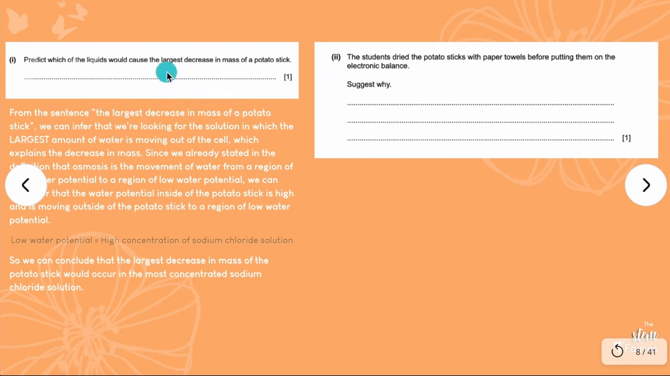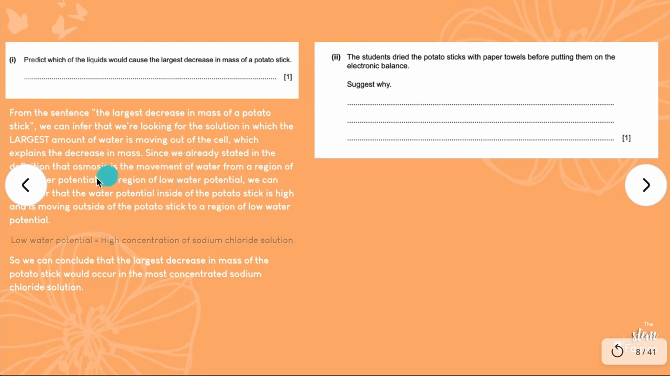So from the sentence, the largest decrease in mass of a potato stick, we can infer that we're looking for the solution in which the largest amount of water is moving out of the cell, which explains the decrease in mass. So if we were talking about the largest increase in mass of a potato stick, we'd be talking about the largest amount of water entering the cell through osmosis. But here we're talking about the largest decrease in mass of a potato stick, which means the largest amount of water is moving out of the cell.